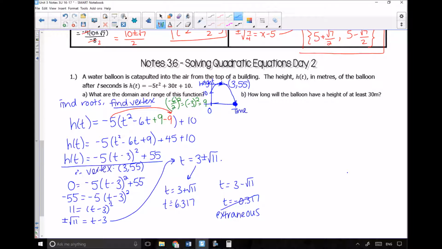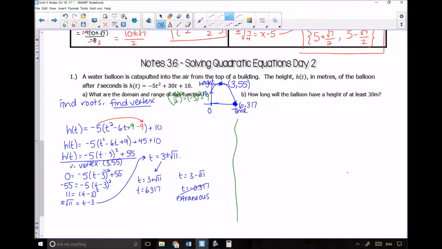This value right here is where my root over here is going to be, okay? So now, looking at my graph right here, I can see that my domain is going to be from 0 to 6.317, because anything after that will give me a negative height, which isn't going to work for me.